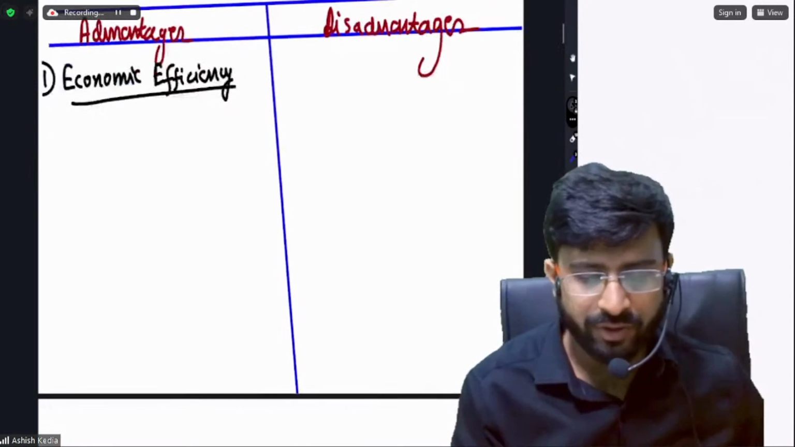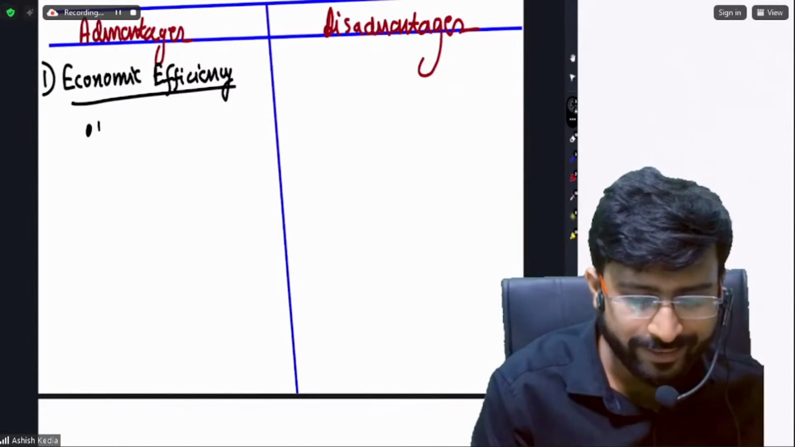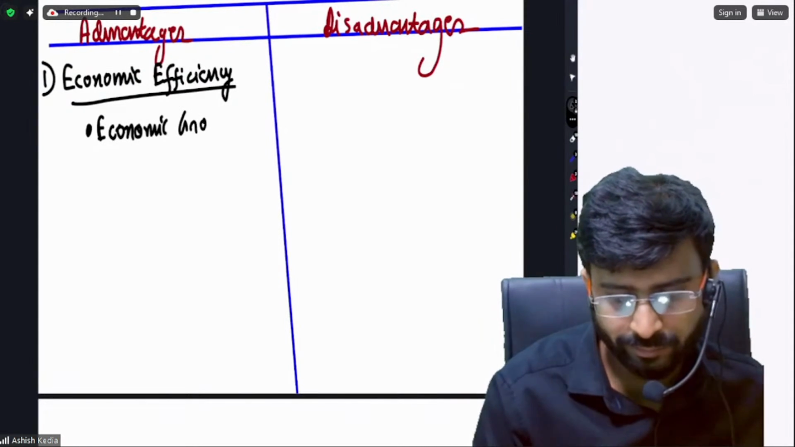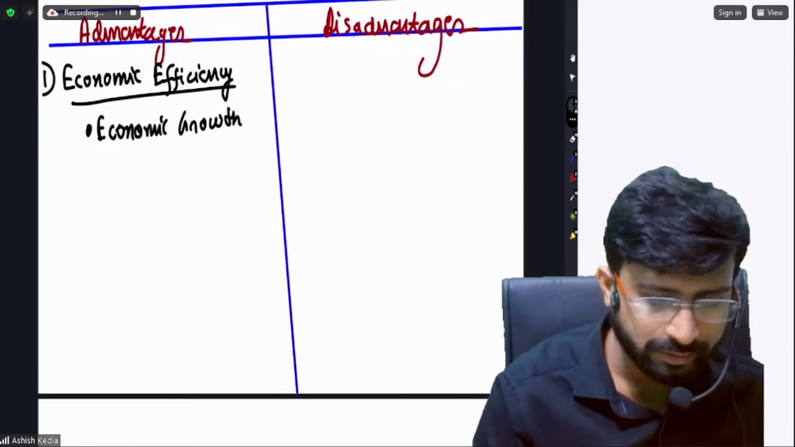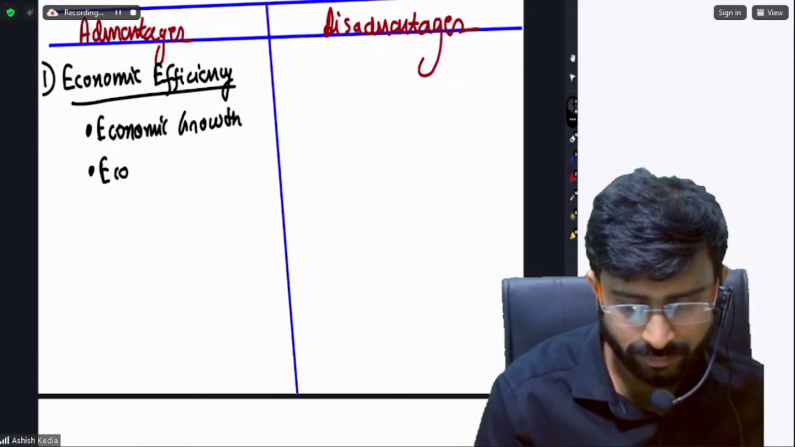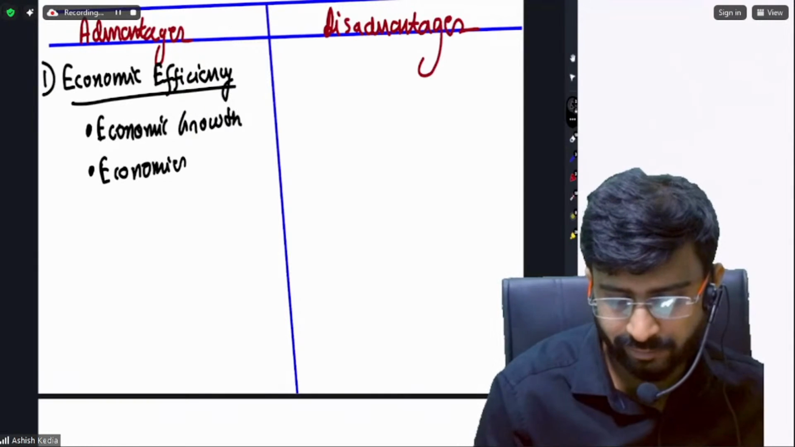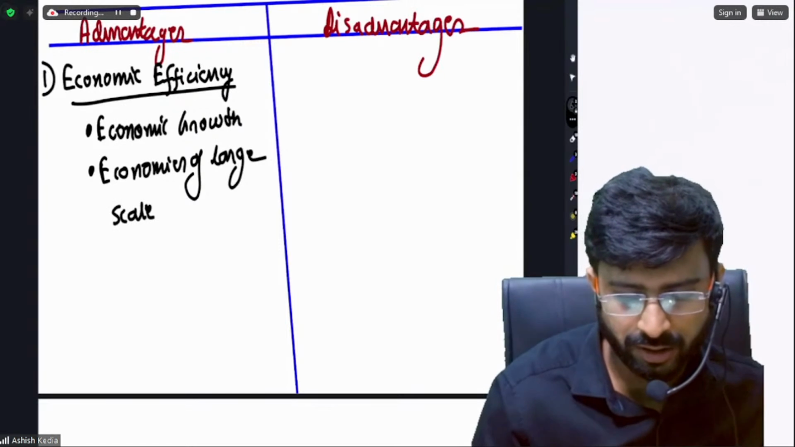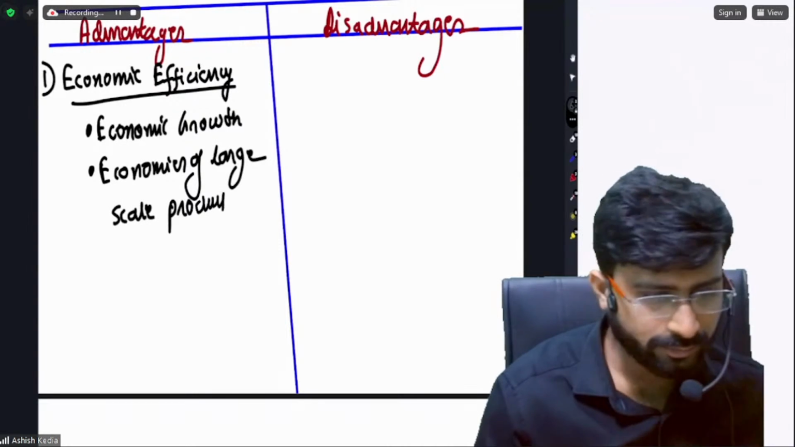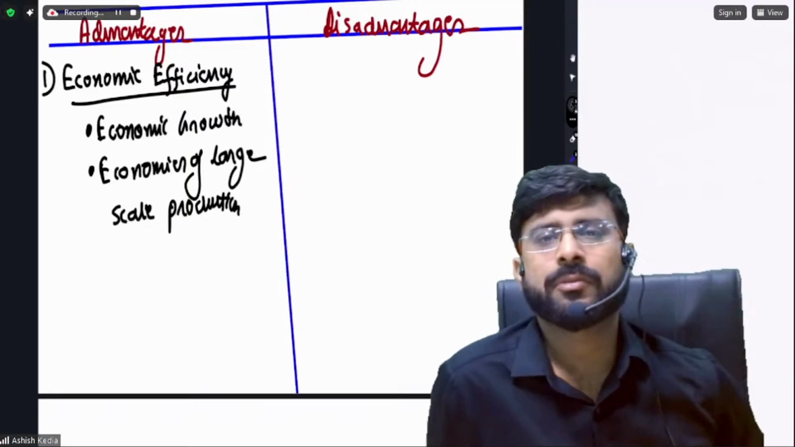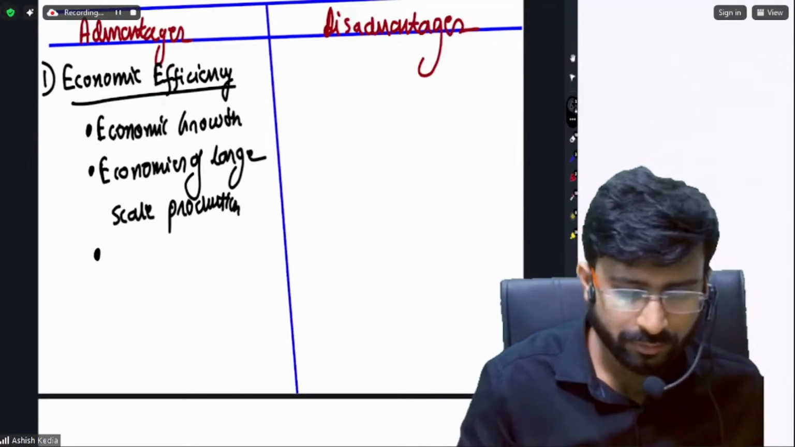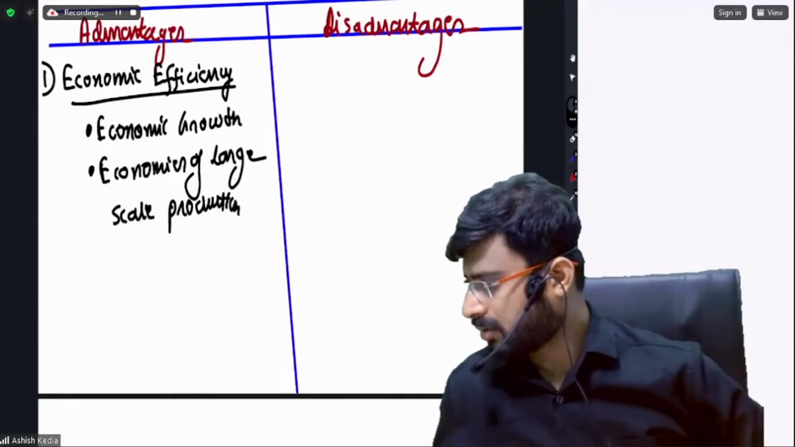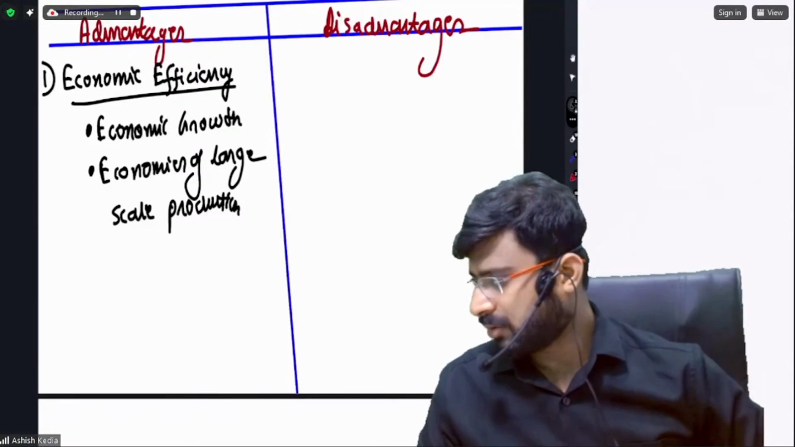So, economic efficiency is the first point where we can write about economic growth. Then, economies of large scale production. This is the number one advantage of international trade.